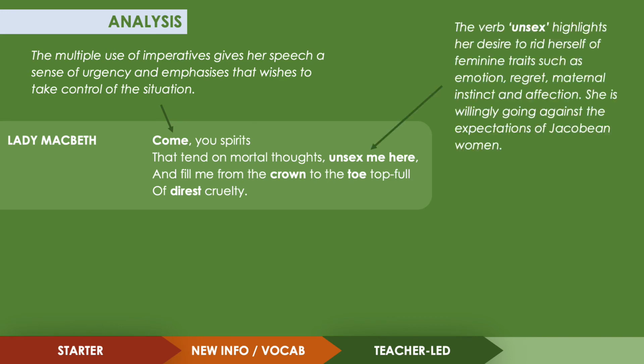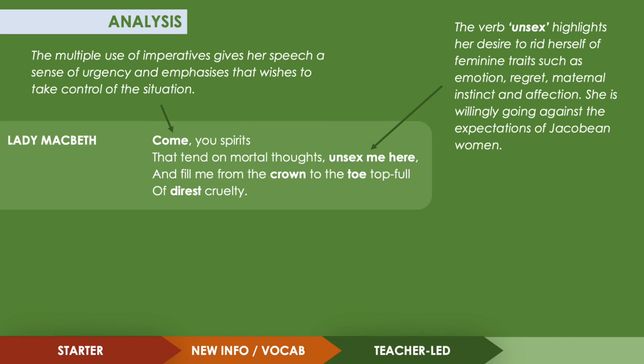So next we have "unsex me here". The verb unsex highlights her desire to rid herself of her feminine traits such as emotion, regret, maternal instinct and affection. She's willingly going against the expectations of a Jacobean woman and essentially is willing to give up her femininity for the sake of ambition. Remember that women were expected to bring life into the world and men would take it out when they fought in wars.